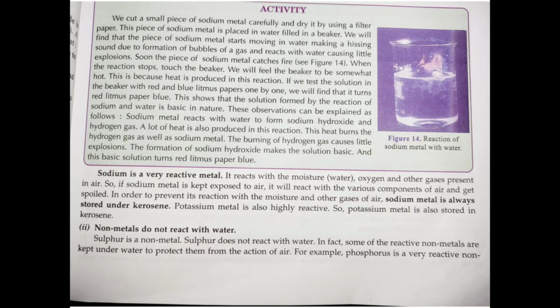A lot of heat is produced in this reaction, so it is an exothermic reaction. This heat burns the hydrogen gas as well as the sodium metal. The burning of hydrogen gas causes a little explosion, and the formation of sodium hydroxide makes the solution basic, so it turns red litmus to blue. In this activity, the hydrogen gas is burned. Hydrogen is a good fuel, so it burns and produces heat. It is a vigorous reaction and an exothermic reaction, and the sodium turns to sodium hydroxide, which is a base.